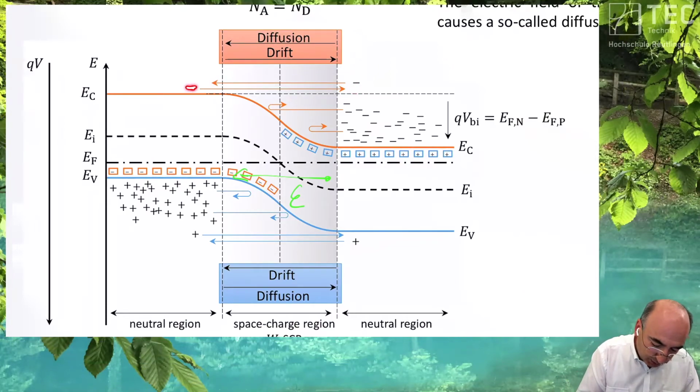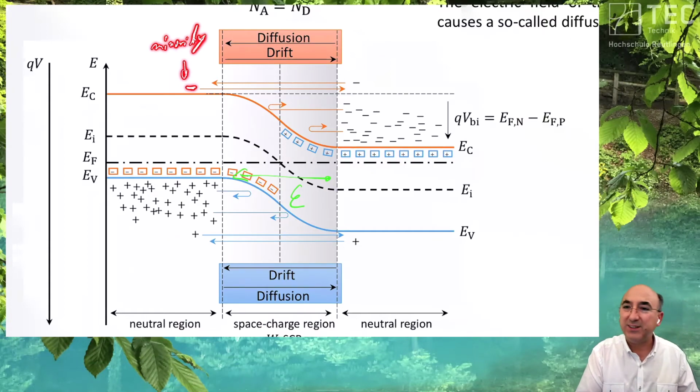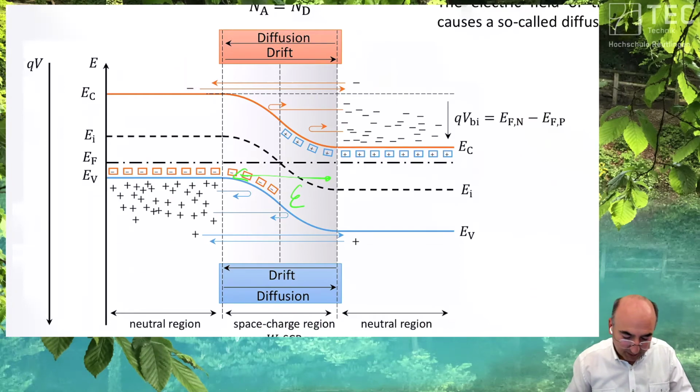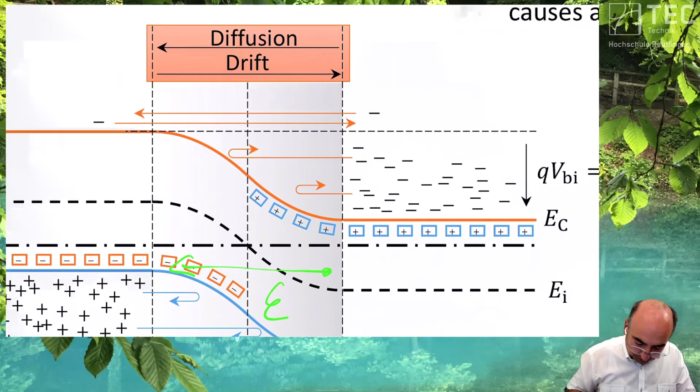Now I just also draw this minority carrier. So this minority carrier, what happens with this minority carrier? The electric field is in this direction.